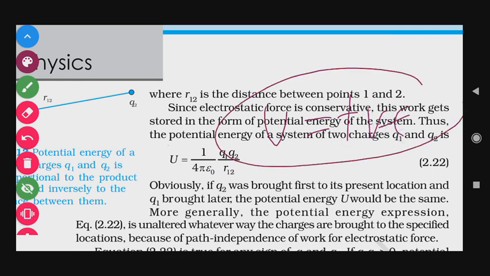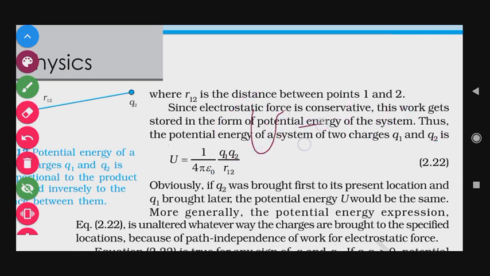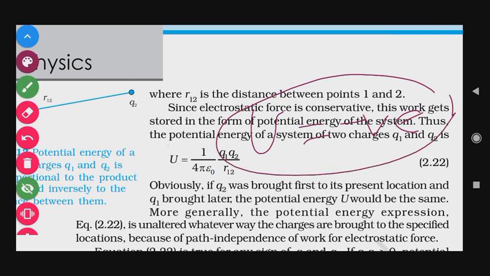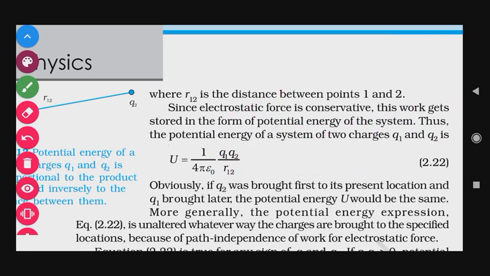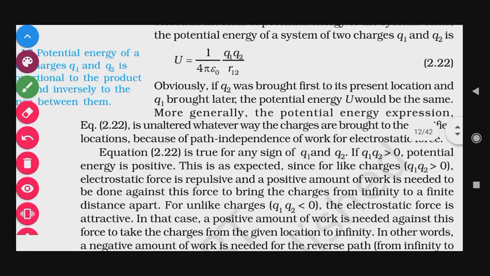The charges will repel each other. And what if the two charges are of opposite nature, that is one negative and one positive? Then U will be negative and there will be attraction. The lower the value of U, the more stable the system.